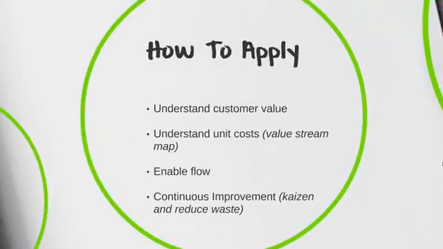When we start with Lean, we want to understand what is our customer's value. Customer value itself can be most easily defined as what it is your customer's requirements are and what they're willing to pay for it. Lean is going to help us understand the unit costs behind producing what it is that they're wanting and what they're willing to pay for. And a tool that helps illustrate those unit costs is a value stream map.